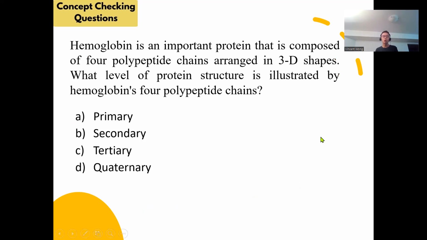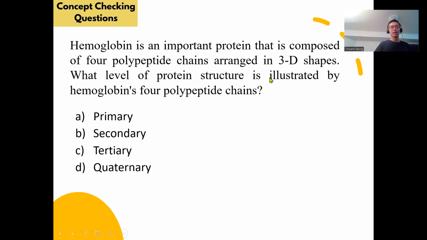All right, next one. Hemoglobin is an important protein that is composed of 4 polypeptide chains arranged in 3D shapes. What level of protein structure is illustrated by hemoglobin's 4 polypeptide chains? This is one of the questions that a lot of people get wrong. The reason is because I think that when they see the word 3D, they think, oh, tertiary structure, right? And that's what they choose.